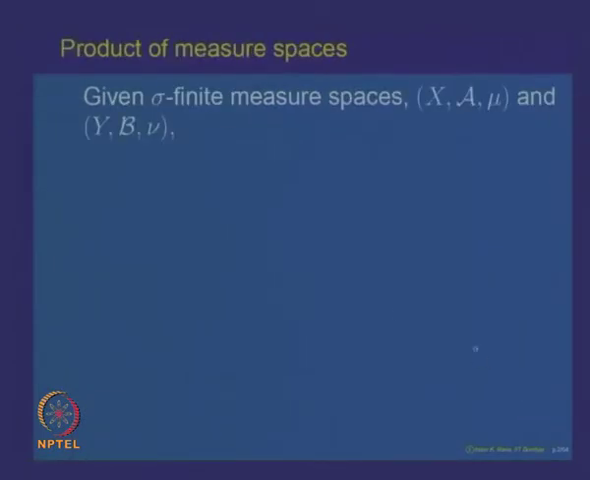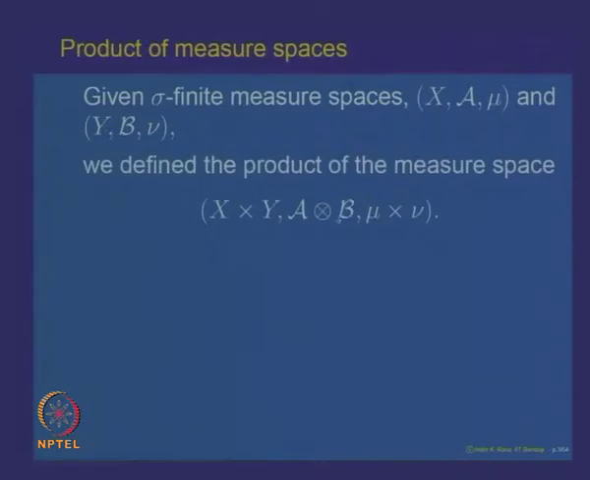Let us just recall that given sigma finite measure spaces X, A, mu and Y, B, nu, we had defined the product measure space, namely X cross Y, and the sigma algebra on X cross Y is A times B, which is the sigma algebra generated by all measurable rectangles, that is sets of the type E cross F, where E belongs to A and F belongs to B. And mu cross nu is the extension of the measure which is defined on rectangles by the property that mu cross nu of a rectangle E cross F is mu of E times nu of F, and then via outer measures we extend that to the sigma algebra A times B.